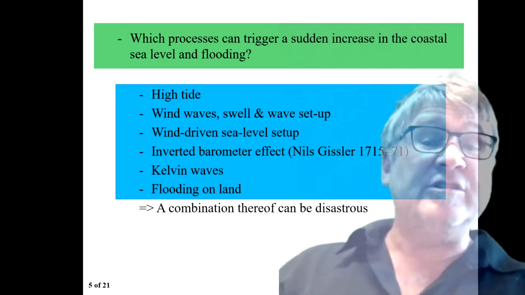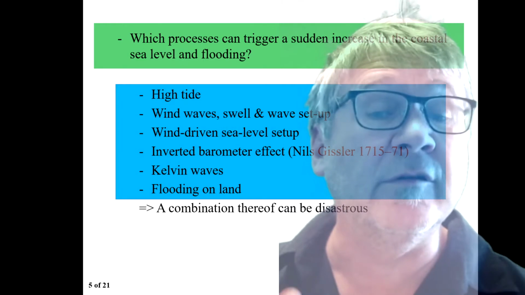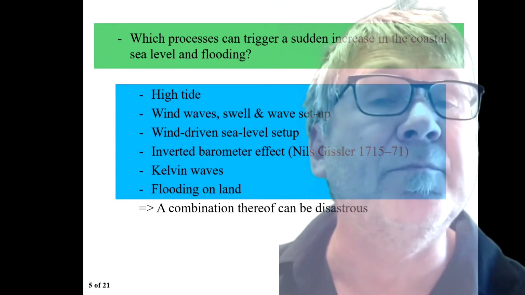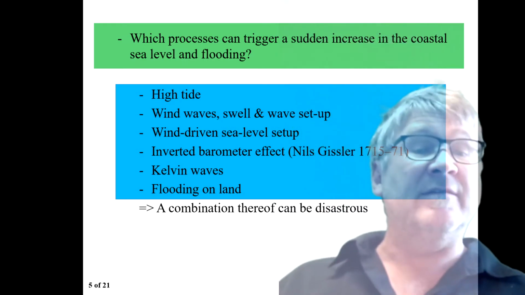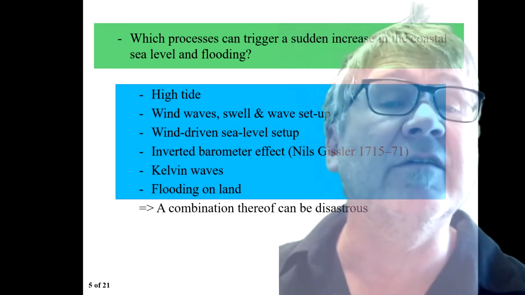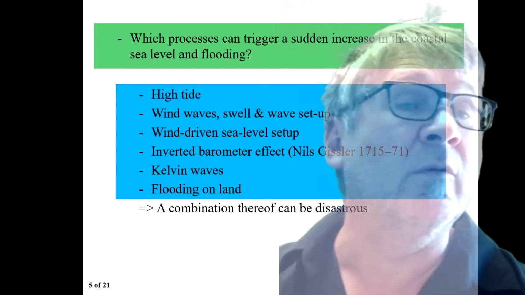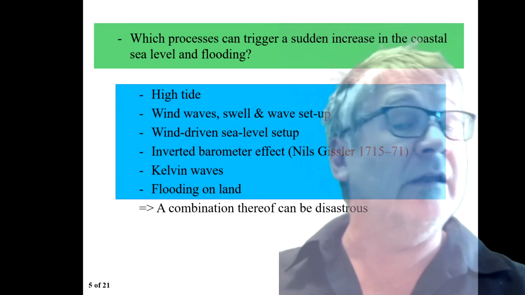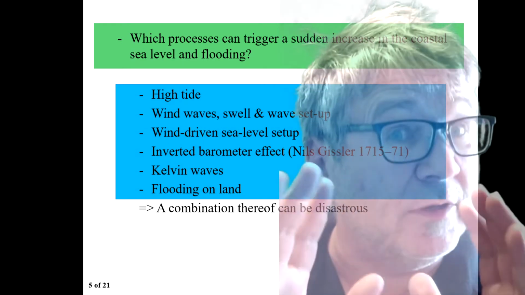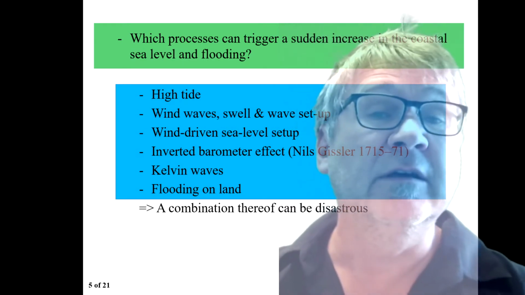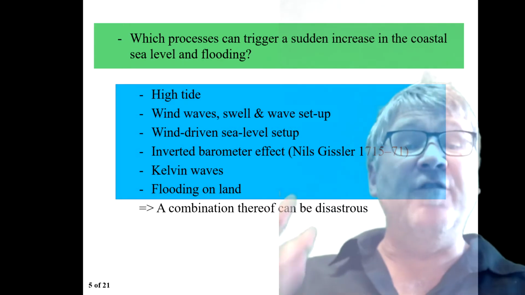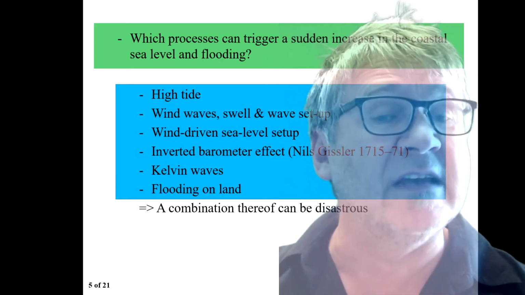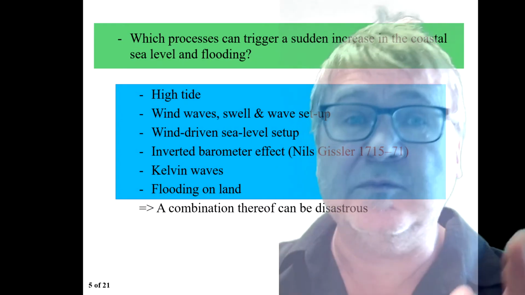Then, in addition to that, you have waves. You have wind wave, swell, and so-called wave setup that can lead to an increase in the coastal sea level on top of what the tide prescribes. You can have a wind-driven sea level setup, and we talk about that on the next slide. You also have an inverted barometer effect, and this is relevant to tropical cyclones. Well, I've discussed that.